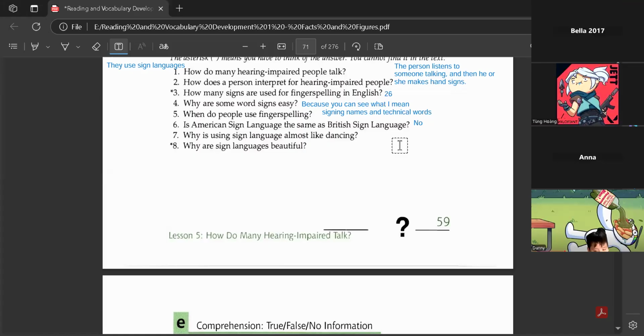Number 7, why is using sign language almost like dancing? Bella, it's you. Using sign language is almost like dancing because you use your body parts. Body language. Like you're wiggling your body parts, so it's body language.